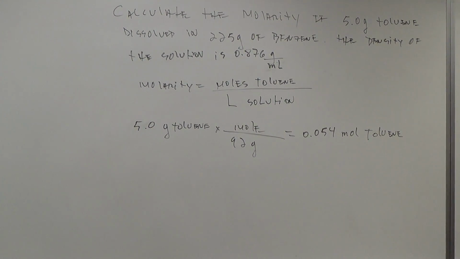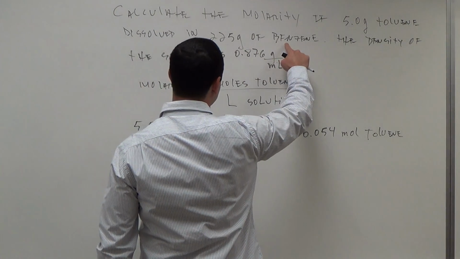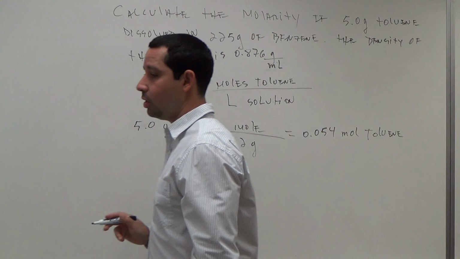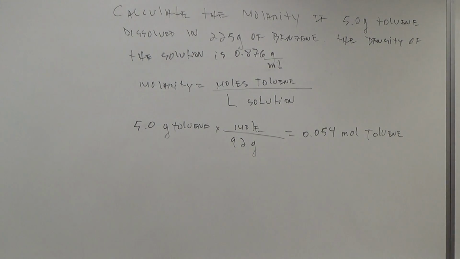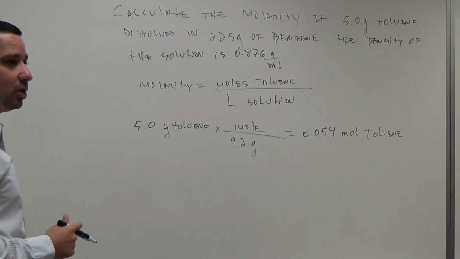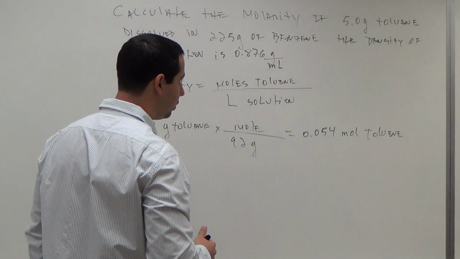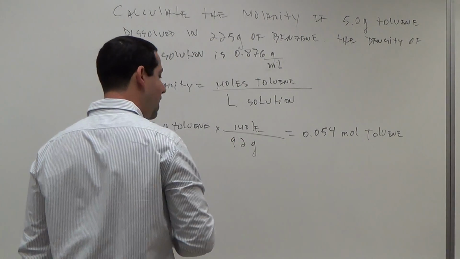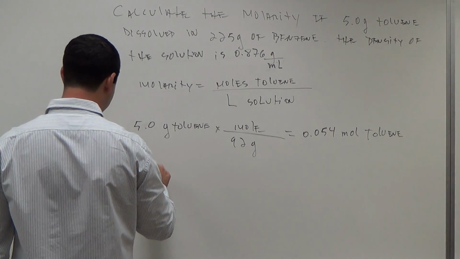Alright, so what we have to do now is find the liters of solution. Here's where you guys are going to have a problem. Use density. I need the solution, yes? I have the mass of the solvent, and I have the mass of the solute. The solution has both of these components inside, yes or no? So I have to add them up to get the total mass of the solution. This is the density of the solution. I need the mass of the solution, and the mass of the solution is both of them added.